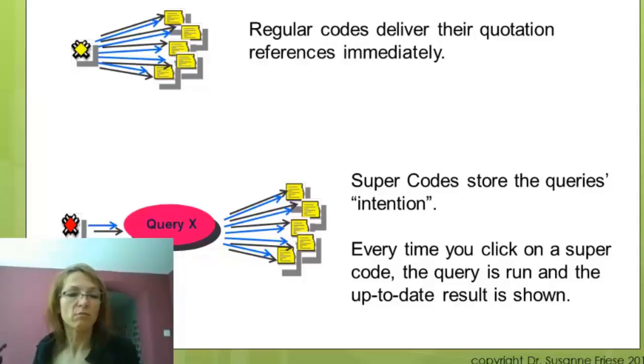In terms of color, you see it here on the slide, it's red. And you cannot change it. I mean, temporarily, yes, if you give it a different color, but the next time you open the code manager, it's going to have that red color again. So it's always easy to spot: okay, this is not a normal code, it's a supercode.